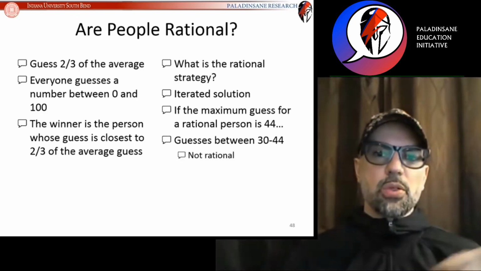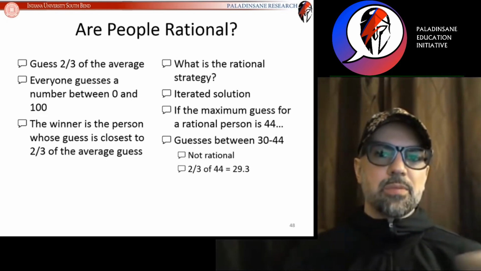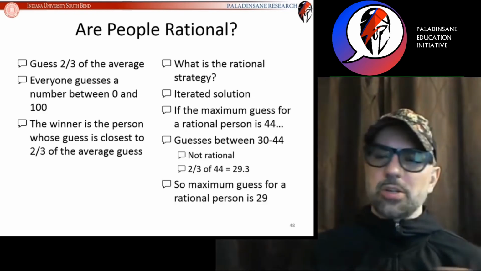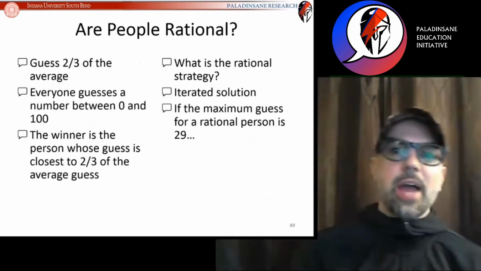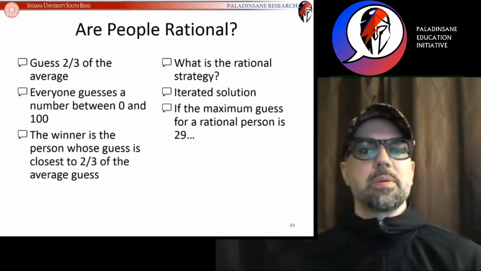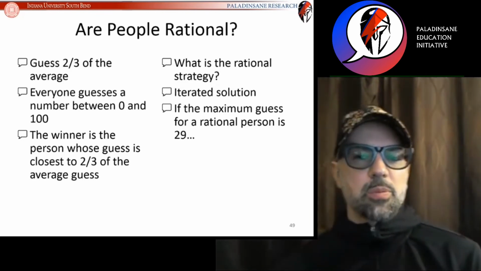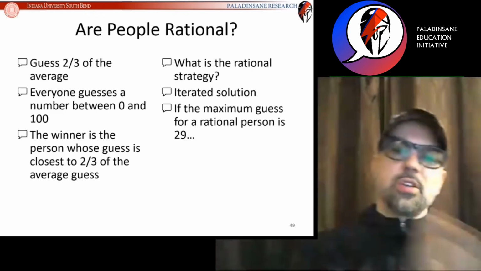Because once again, 2/3 of 44, 2/3 of that new maximum guess is going to be 29.3. So the maximum guess for a rational person is going to be 29. And then we keep going. And if the maximum guess for a rational person is 29, and you compete against other rational people, then you take 2/3 of that. And then after that, you take 2/3 of that. And then after that, you take 2/3 of that.